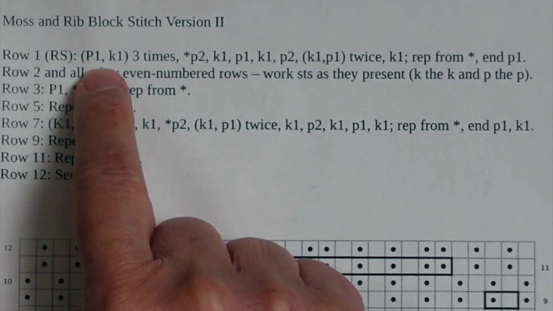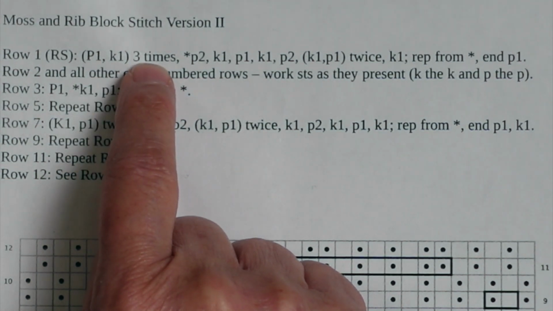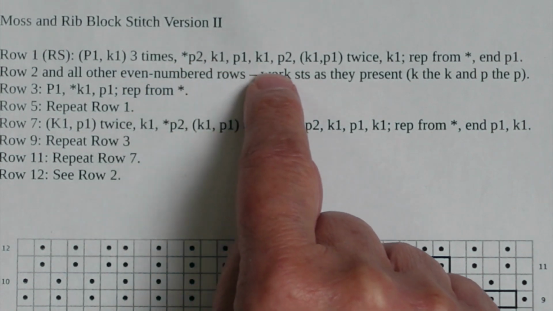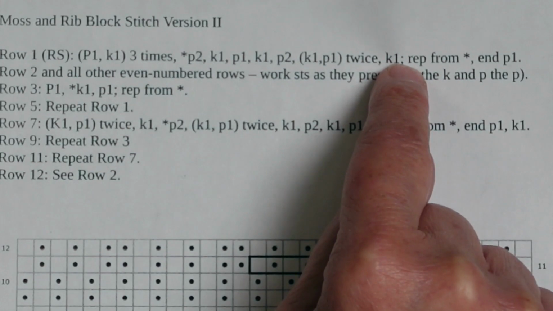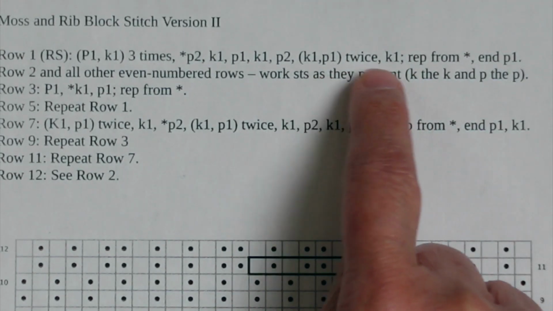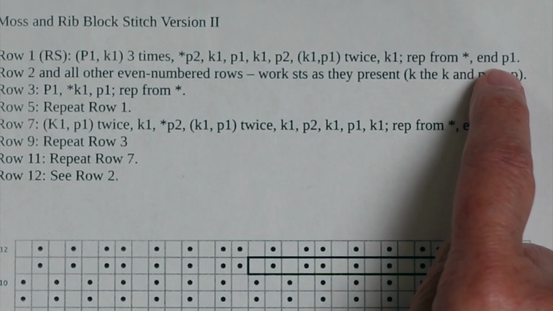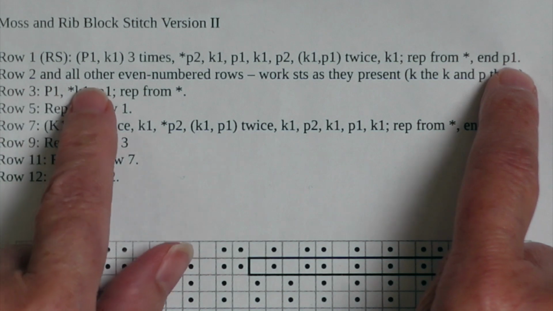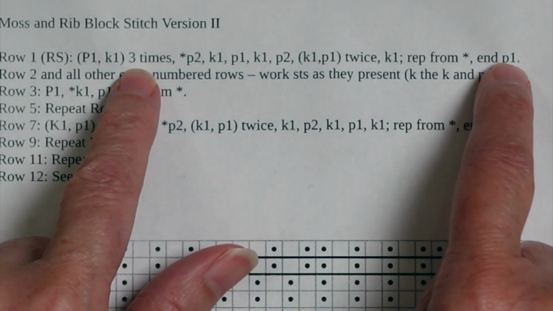So when we look at this first row, it says purl 1, knit 1 3 times. That's 6 stitches. And then you see the asterisk, and it explains what to do. All of the stitches in here, that adds up to 12 stitches. So that's the repeat. So you're repeating that over and over again until you get to the end of the row and you have one stitch left. And so you are going to purl that. So the extra stitches on row 1, you have 6 at the beginning and 1 at the end.